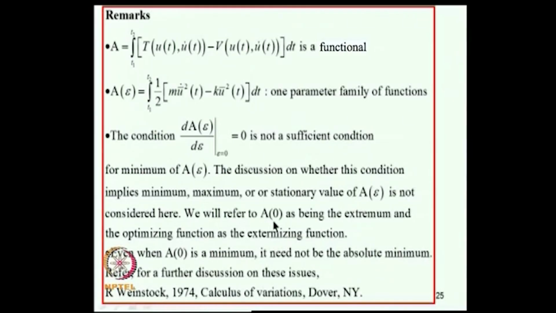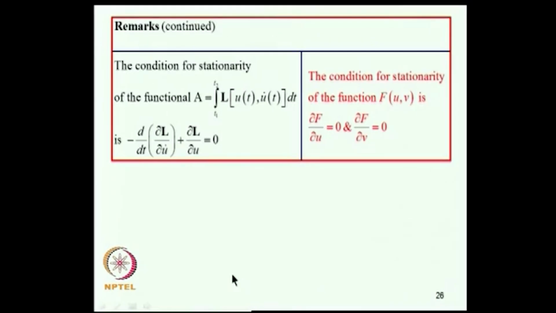We refer to A of 0 as being the extremum and the optimizing function as the extremizing function. So, we will not discuss whether it is minimum or maximum. I refer you to the book on calculus of variations by Weinstock for further details on this. Now, let us continue the remark. If you have a function of two variables u and v, the condition for stationarity of the function is ∂f/∂u equal to 0 and ∂f/∂v equal to 0. In a similar vein, the condition for stationarity of a functional like this is the Lagrange equation.